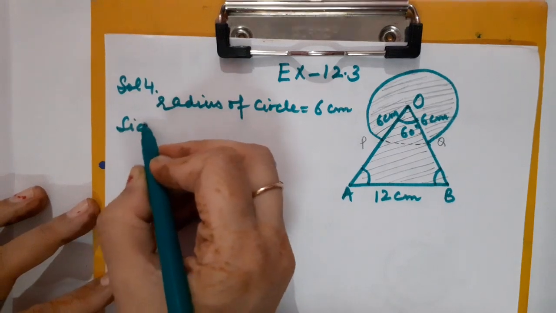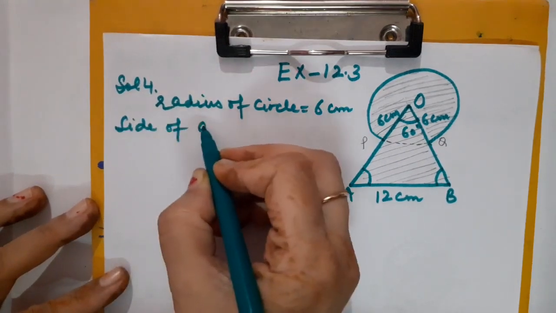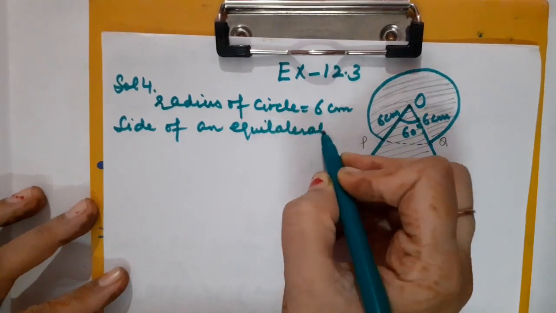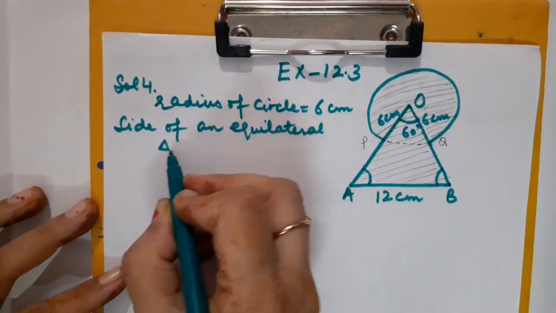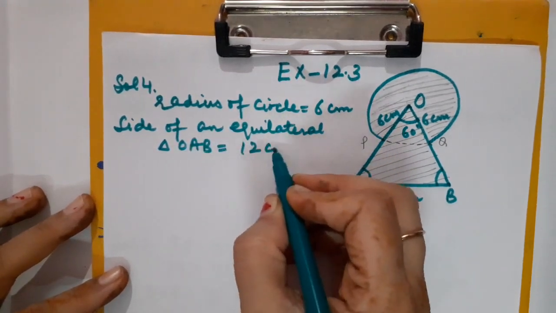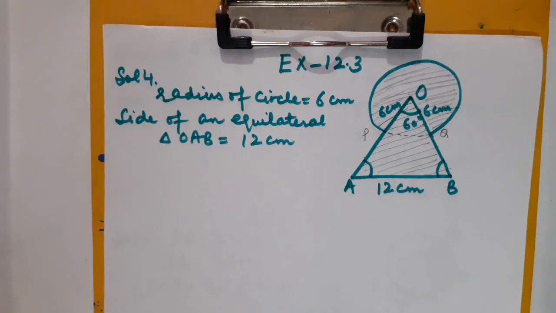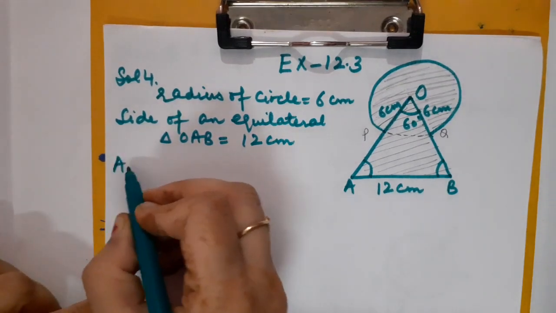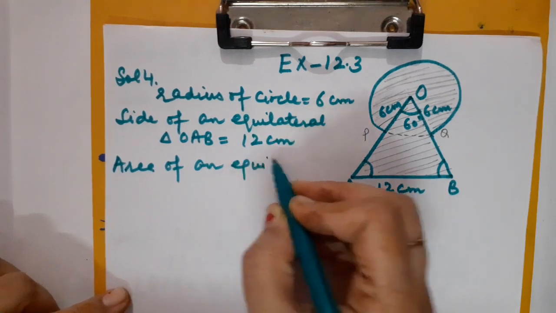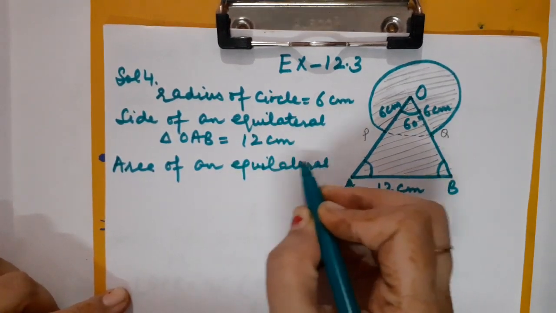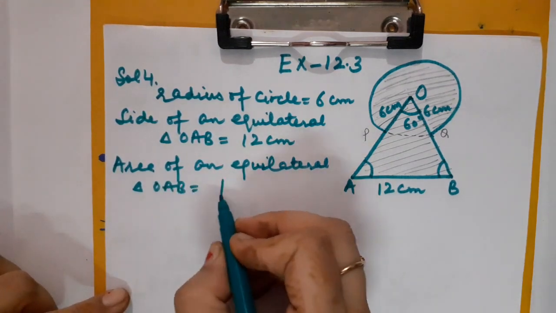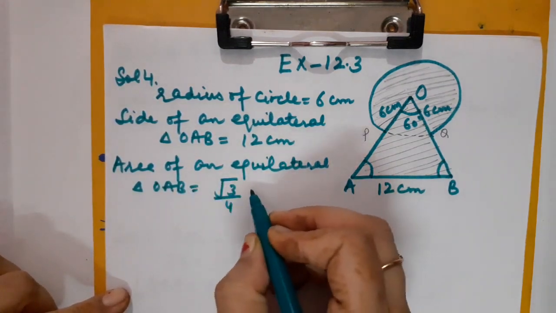Okay. Side of an equilateral triangle is given, that is, the equilateral triangle is OAB, which is 12 centimeter. This is given to us. Fine. So first of all, I am going to calculate the area of the equilateral triangle OAB. Formula you know, that is root 3 by 4 side square.